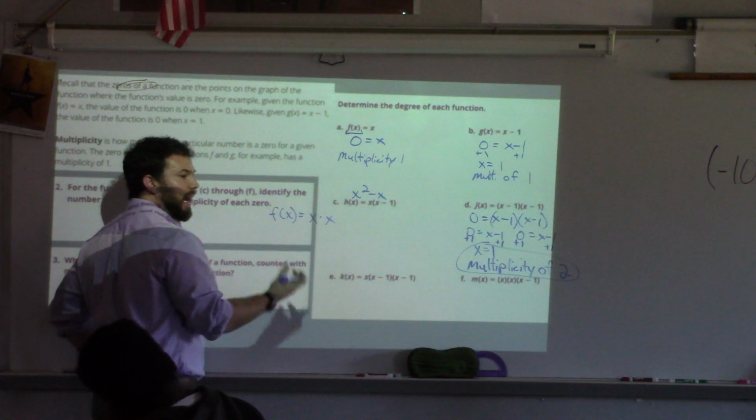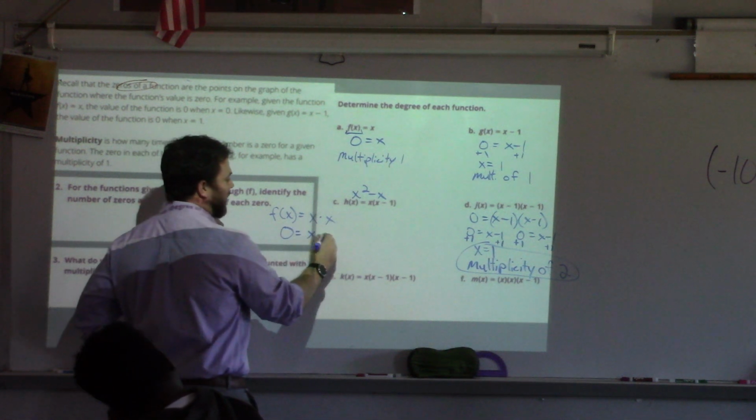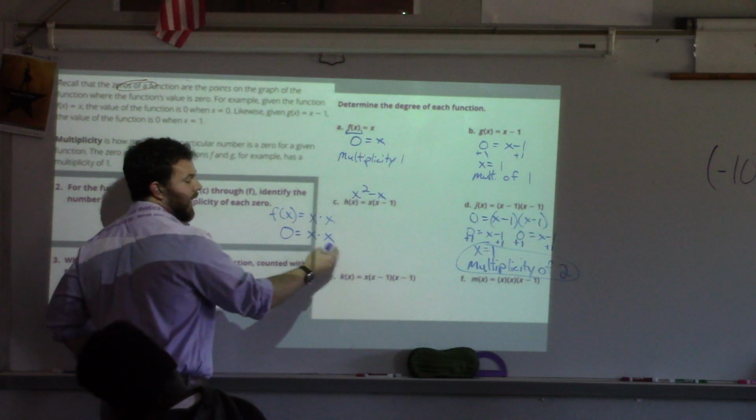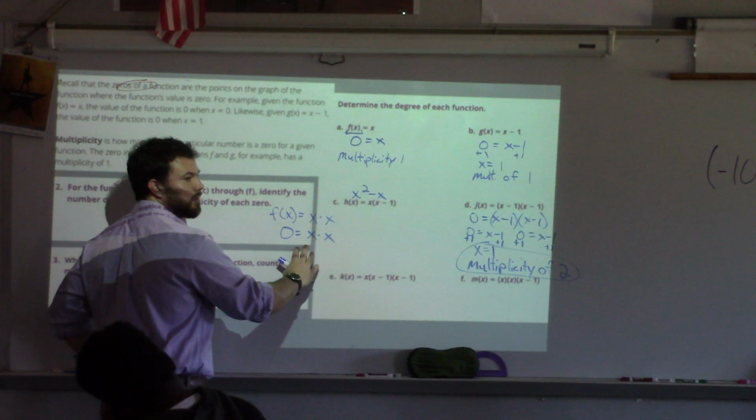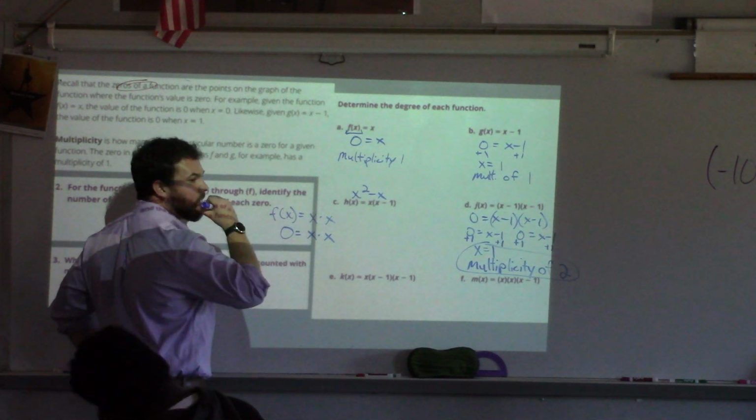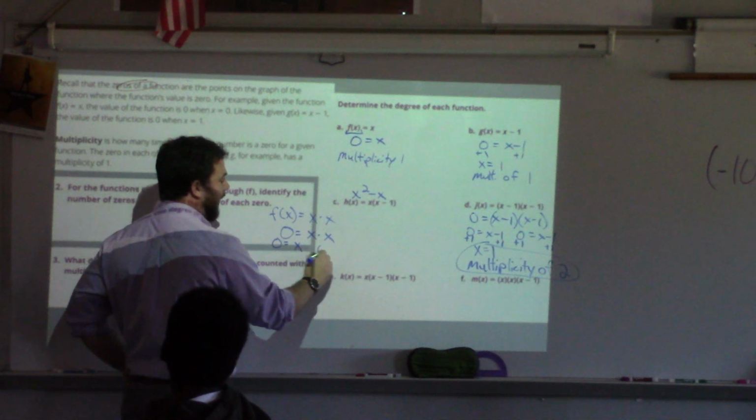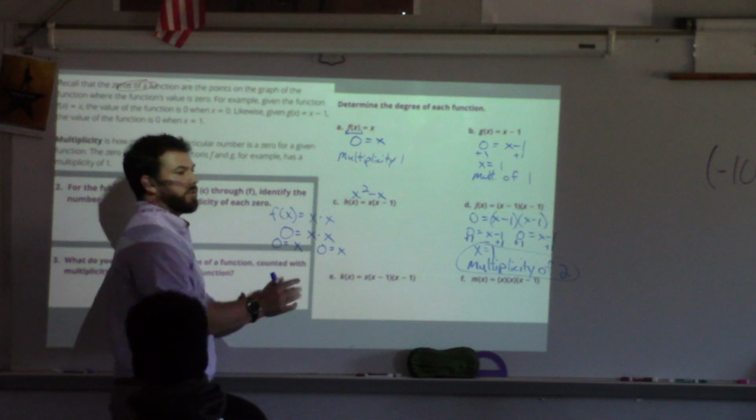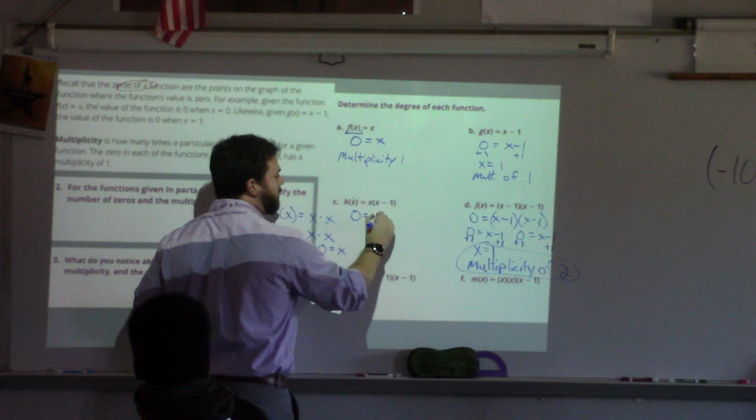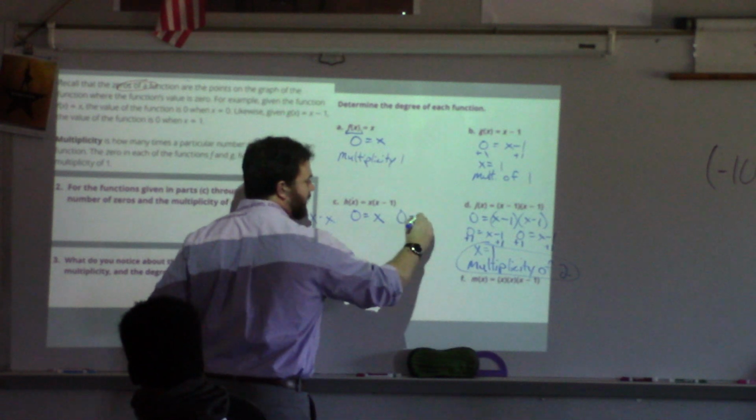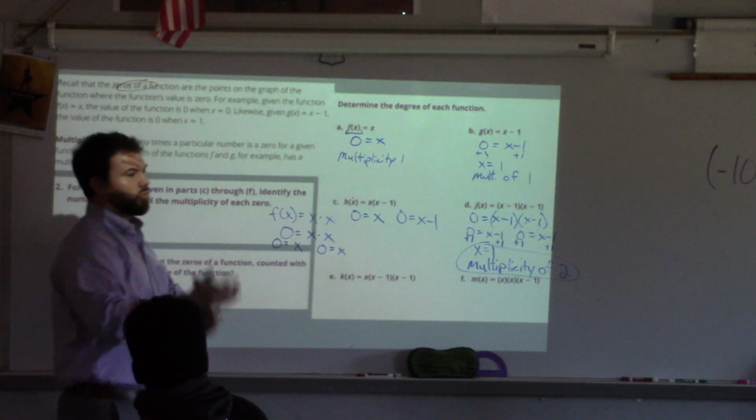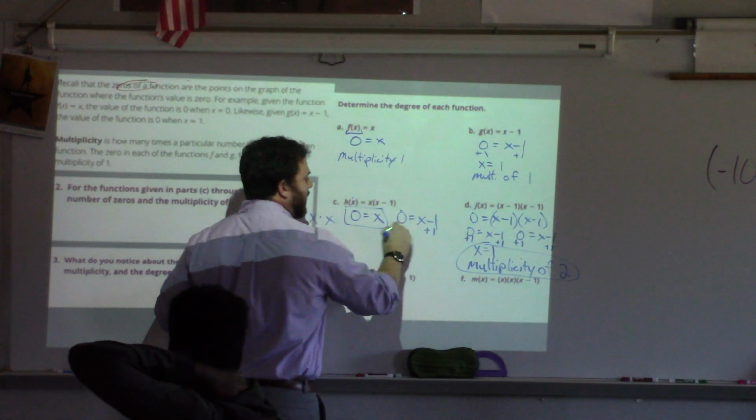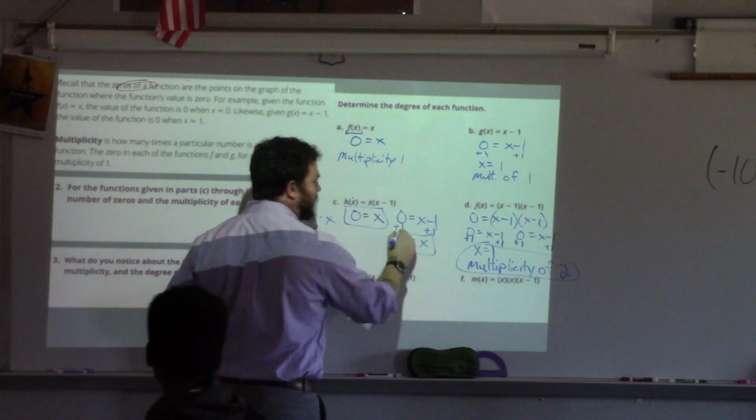You have to have it as factors, because what can I use once I get factors? Well, I already have the factors. What property can I use? Zero product property. So I would say 0 is equal to x and 0 is equal to x. You have to have it factored. You can't distribute it to get the zeros, right? So when I do 0 is equal to x and 0 is equal to x minus 1, those are two different roots. One of them is x equals 0, and here, 1 is equal to x.